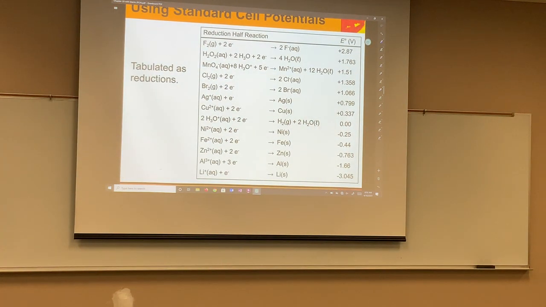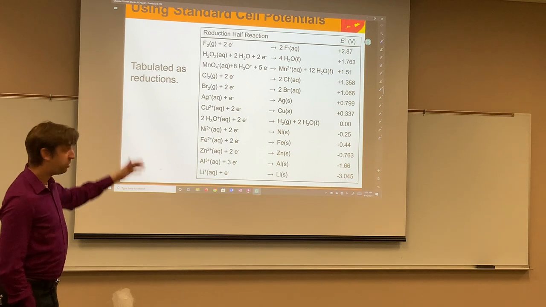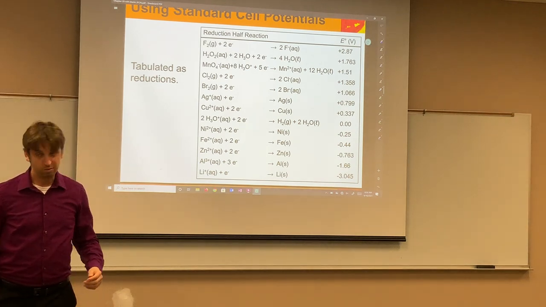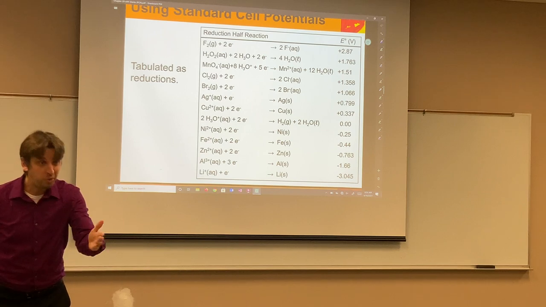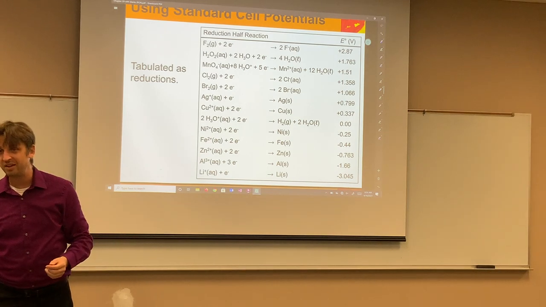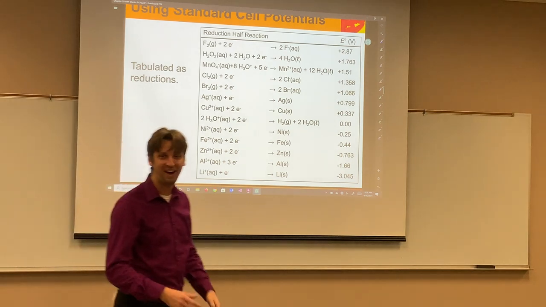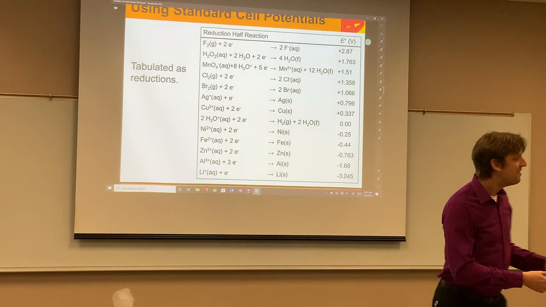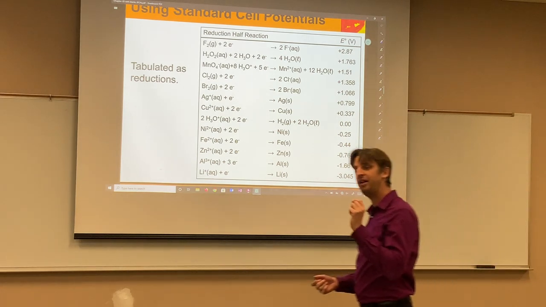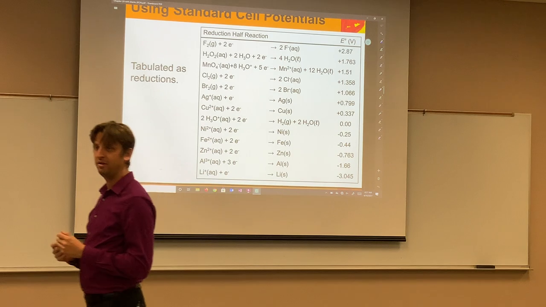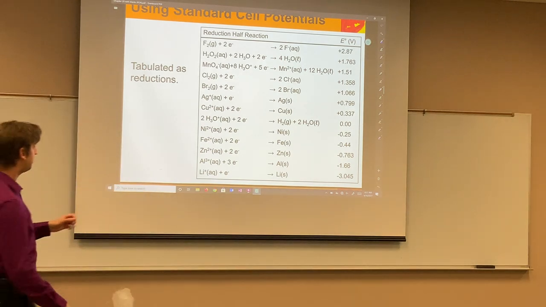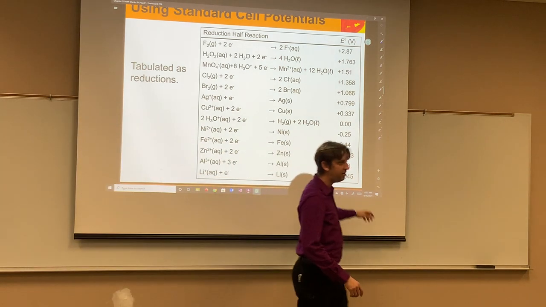So these tables are what? They're the reduction half reactions. What do these values mean? This is one of the key parts of this. Fluorine plus 2.87, wow! 2.87! Isn't that amazing? Right, but the point is that it's not necessarily that it's 2.87, it's that it's plus 2.87, versus at the bottom, lithium, that it's minus 3.